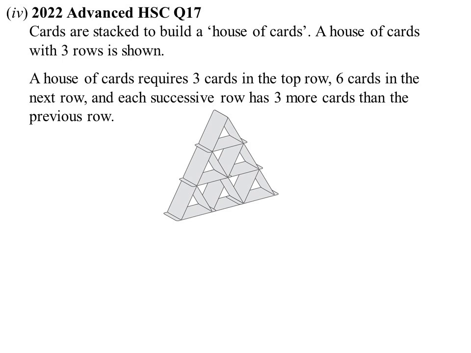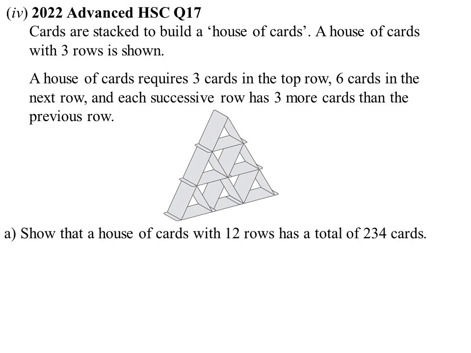So cards are stacked to build a house of cards. A house of cards is 3 cards, basically, and there's a picture of it shown. That one's got 3 rows. So 3 cards end up in the top row because there's only 1 house of cards. Then 6 in the next row because there's 2 houses of cards, and so on. So we're adding 3 cards each time.